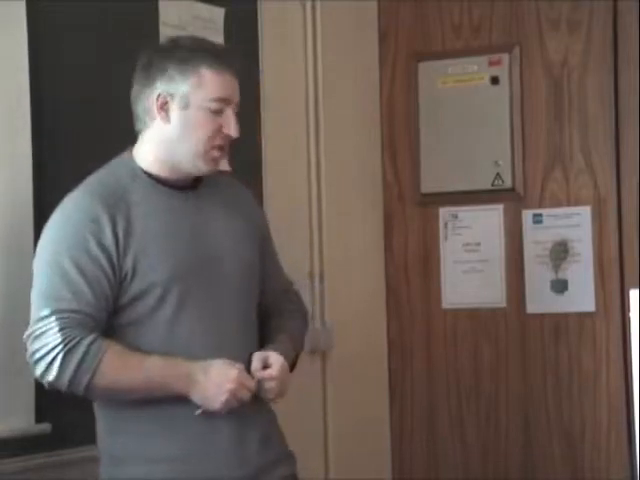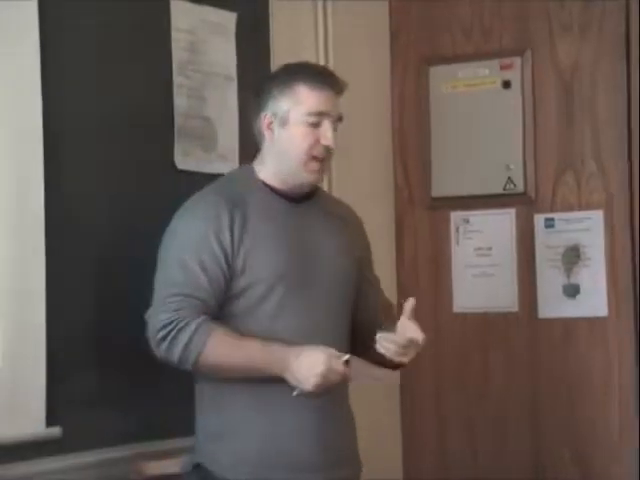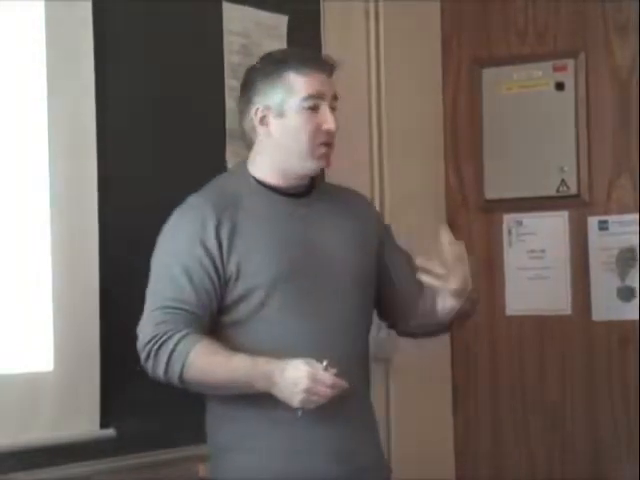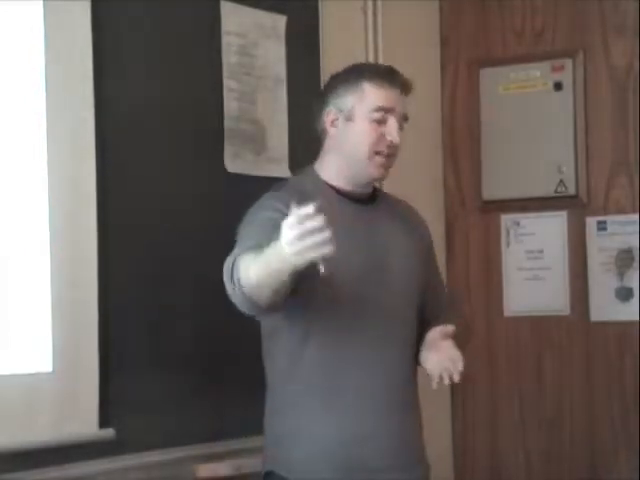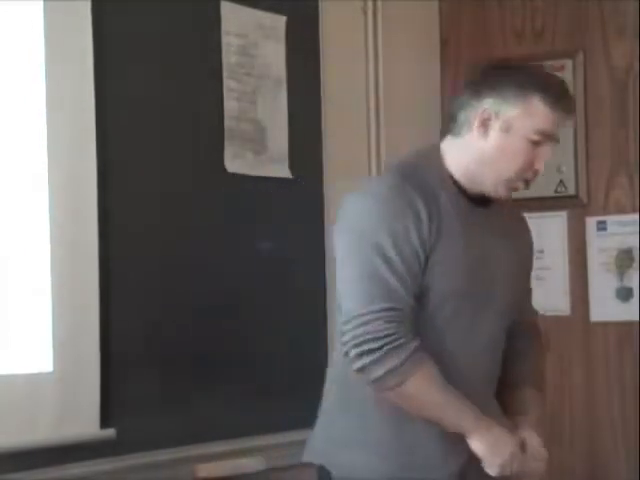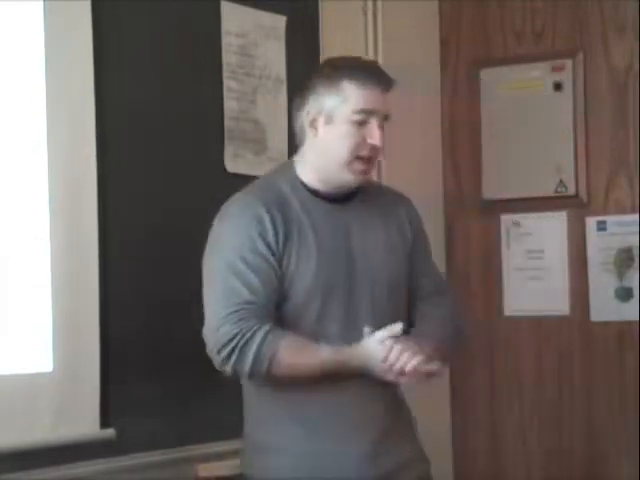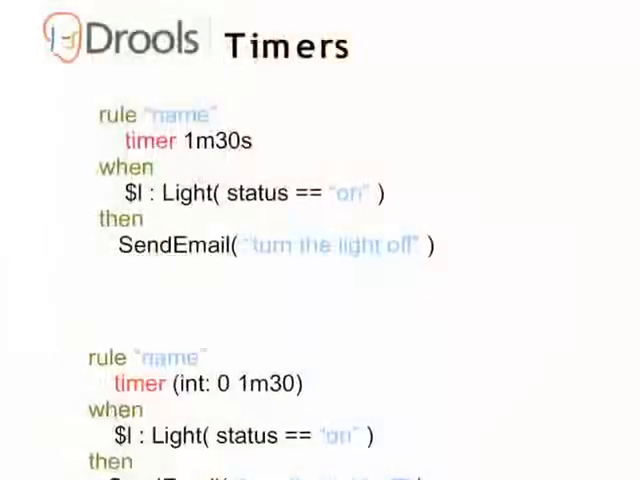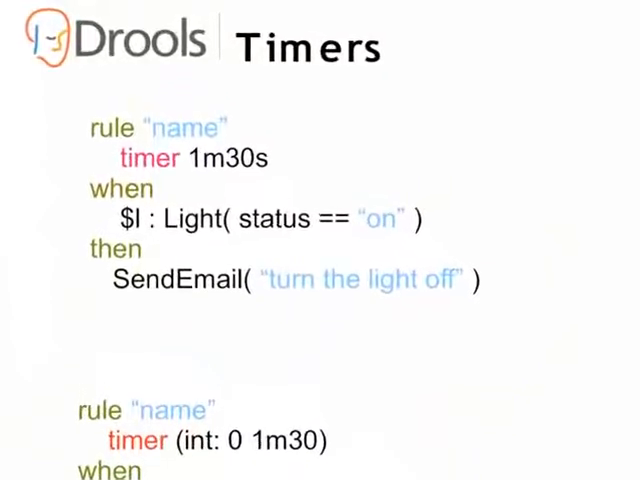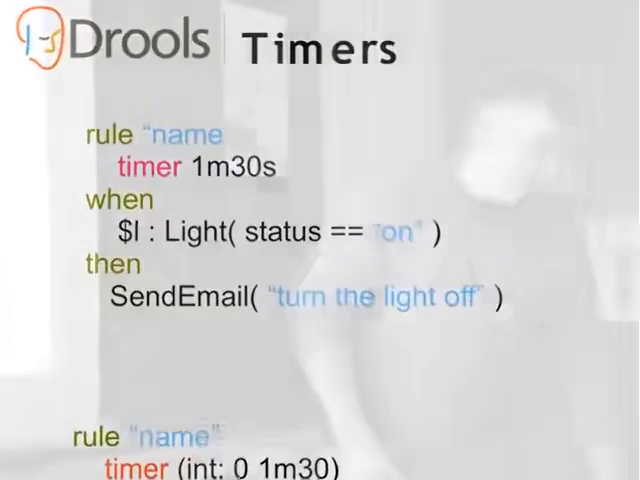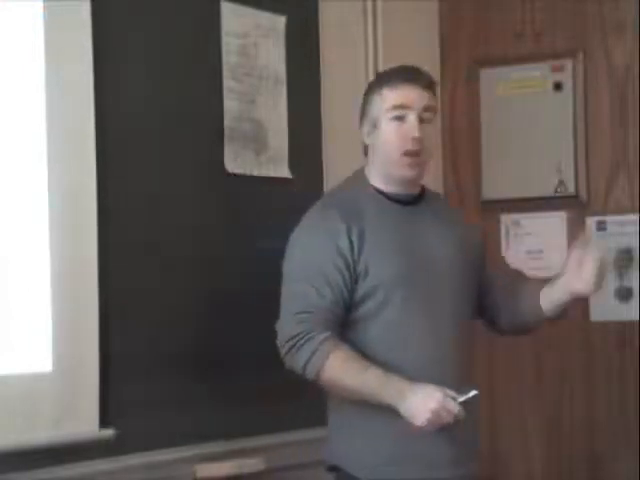Now Drools has this thing called duration. Duration was a way of saying a delay in the firing. So it's saying, when this is true, wait 30 seconds before actually doing it. And if it stops being true before it gets to 30 seconds, then stop what you're doing. So what we're saying here is, when the light is on, after 1 minute and 30 seconds, turn the light off. So it's a timer that will turn the light off after 1 minute and 30 seconds if the light is still on.